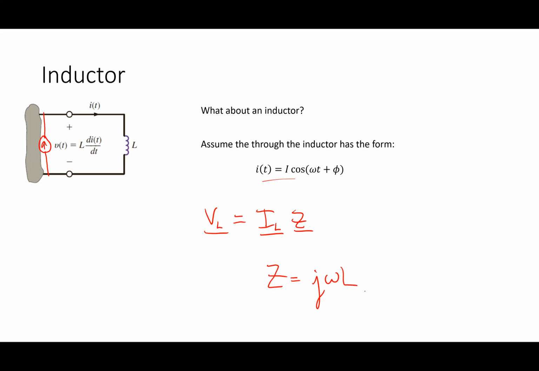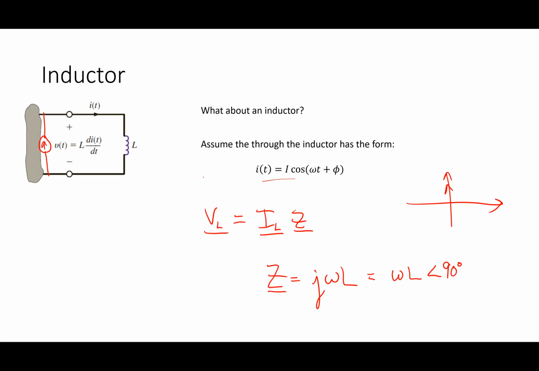So in this case, what's the magnitude of J omega L? It's omega L. And then the angle would be what? J times 90, pointing up like that, so this would be an angle of 90 degrees. So with an inductor, the voltage lags.